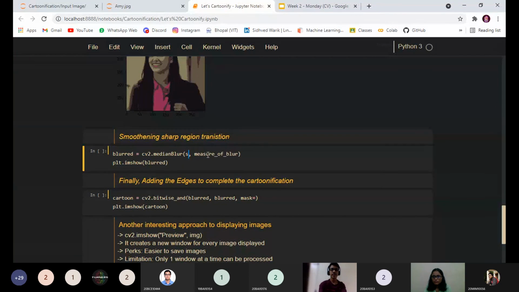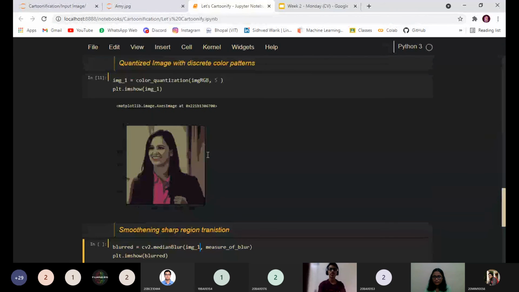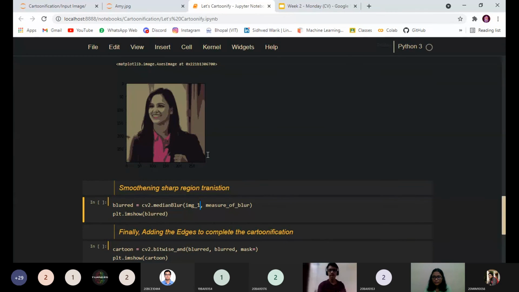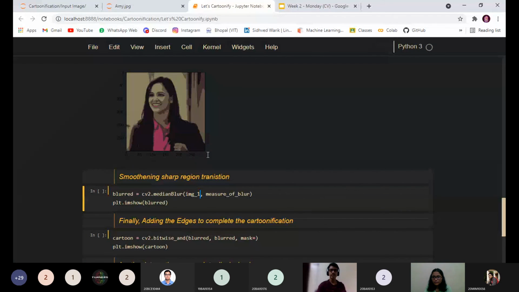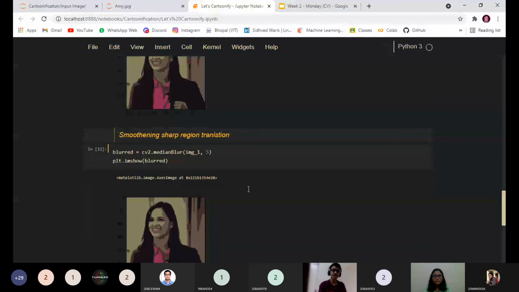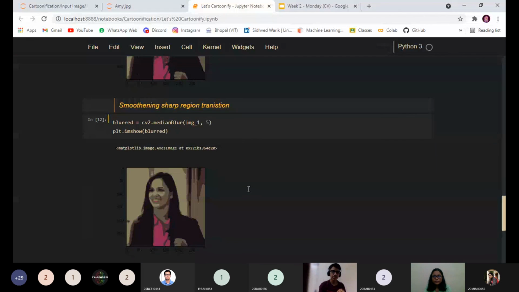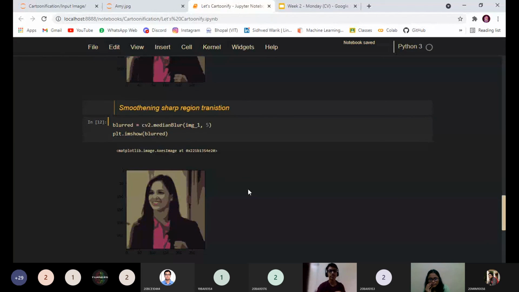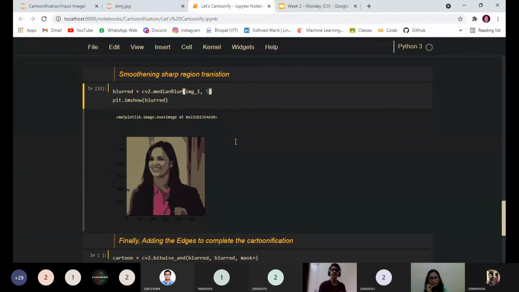Let's provide it with the source image as img_1. So that was the output that we originally got from the quantized image. And then the measure of blur. So let's provide it another random value and have a look. As you can see, the very sharp transitions have been smoothened out a bit, but the prominent details of the face have been preserved. So that's the beauty of median blur actually. You can play around with the measure of blur to get yourself the appropriate amount, but I'm fine with this for now.